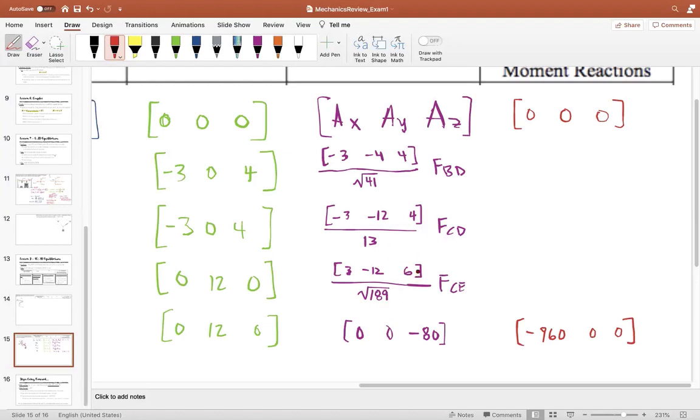So I got the third one, the one that has 13 in its denominator. It's a decimal, so I'm rounding. It's about 3.69, 0, and then 2.77. I have the one below that: 5.24, 0, and then negative 2.62.